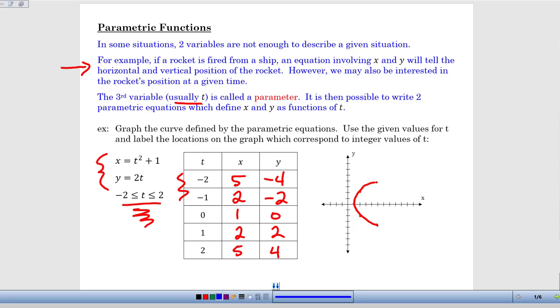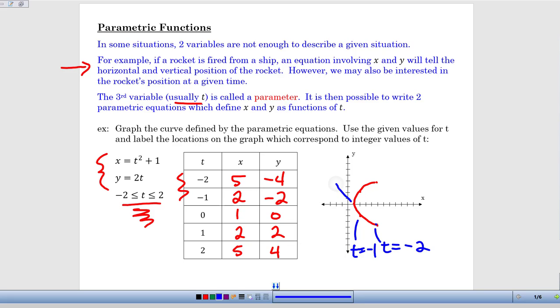But again, each point along our curve, every single one of them, not even just the ones that we plotted, has a t value associated with it. So for example, this location not only does it have the coordinate 5, -4, but as we can see from our table, we've got t equals -2 at that spot, or t equals -1 at 2, -2.